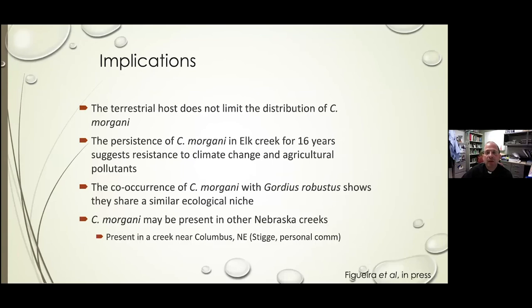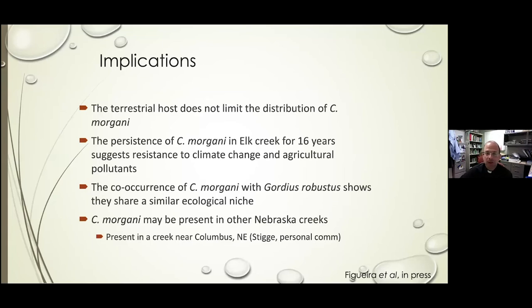Okay, so implications. The terrestrial host does not limit the distribution of Cordilleras Morgani. The persistence of Cordilleras Morgani in Elk Creek: I have data that goes back from another colleague of mine who, when he was a graduate student, studied Elk Creek and knew that these guys were there. So they've been in there for at least 16 years. I guess now we're going on 20 years. So they're resistant to climate change and agricultural pollutants. It's a very agricultural area in Nebraska.